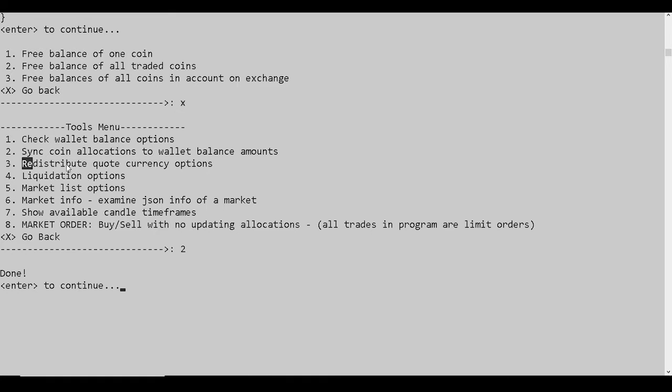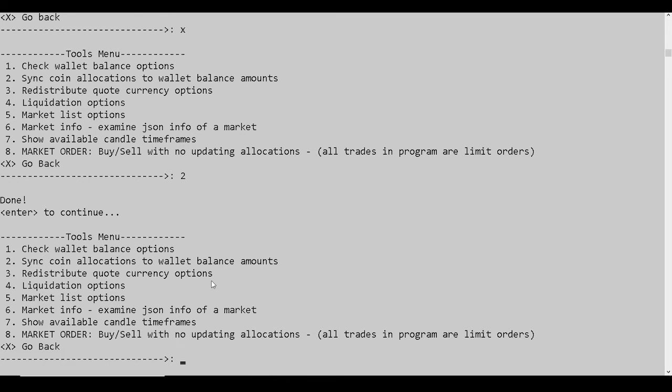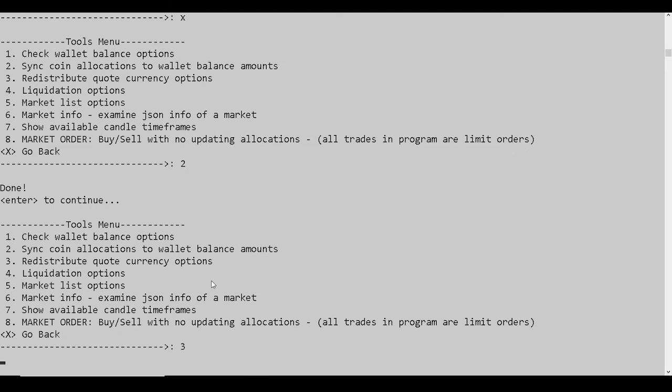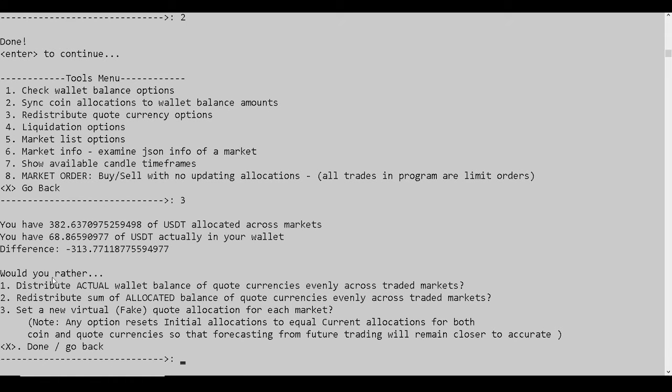Okay, so the next one is redistribute quote currency options, and we've got some options. Option 1 is you can distribute the actual wallet balance of your quote currencies evenly across the traded markets. So like if you have, you know, $10,000 and it's spread out across 100 different coins, you can distribute $100 to each of those 100 coins, right?